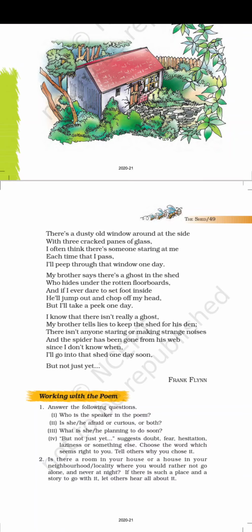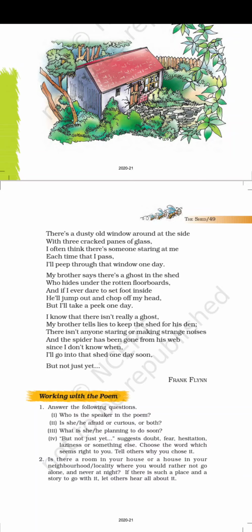But I will take a peek one day. The poet wants to take a look one day. I know that there isn't really a ghost. My brother tells lies to keep the shade for his den. The poet also knew that his brother tells lies to keep the shade for his den, and that there isn't anyone staring or making strange noises.